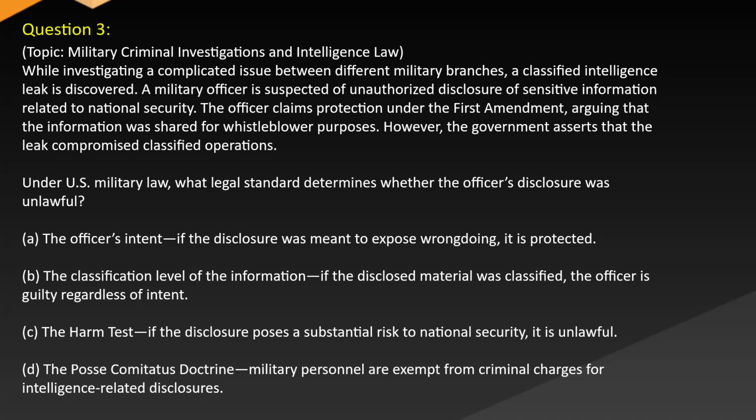Under U.S. military law, what legal standard determines whether the officer's disclosure was unlawful? A. The officer's intent. If the disclosure was meant to expose wrongdoing, it is protected. B. The classification level of the information. If the disclosed material was classified, the officer is guilty regardless of intent. C. The harm test. If the disclosure poses substantial risk to national security, it is unlawful. D. The posse comitatus doctrine. Military personnel are exempt from criminal charges for intelligence-related disclosures.